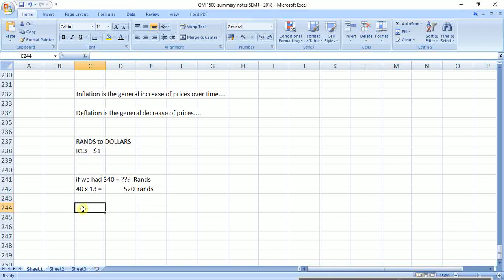If we had 14,500 rand, how many dollars? So it's divided by 13.